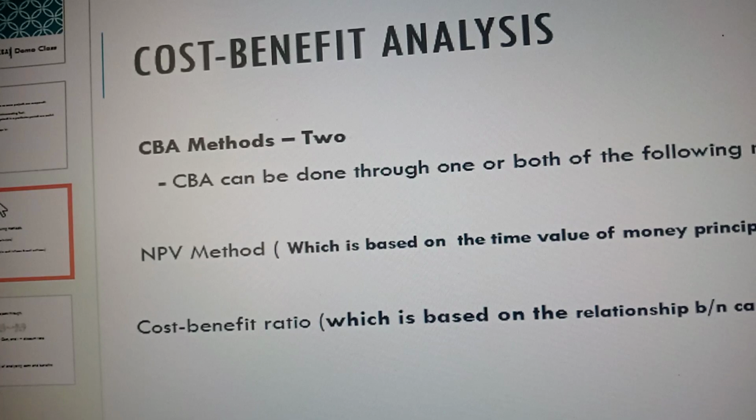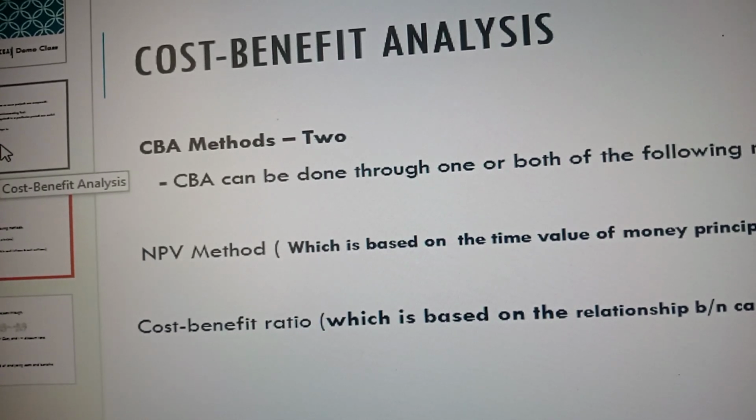There are two methods of cost-benefit analysis. The CBA, in short, can be done through one or both of the following methods. The NPV method, which is based on the time value of money principle. NPV means net present value, which is based on the time value of money principle.